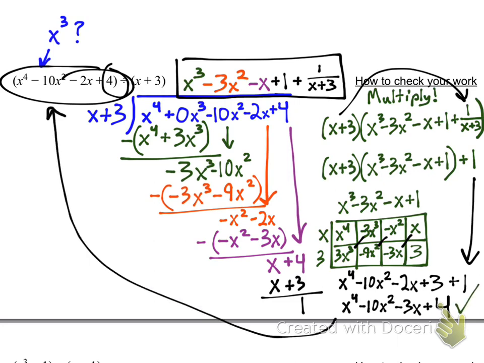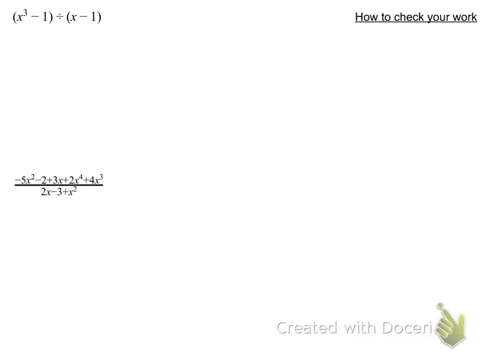All right, next up, I want you to try some of this one on your own. I'm going to get you started. Notice we don't have an x squared or an x term, so we need to include those, both 0x squared and 0x, as terms in the middle. Go ahead and try this on your own. I'll show you how to do it in a moment.